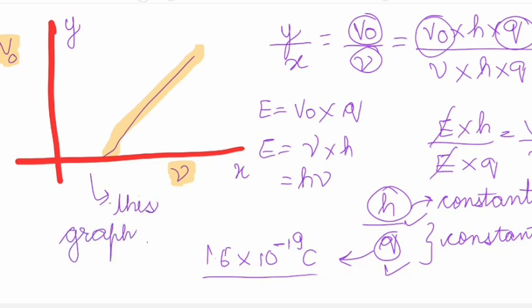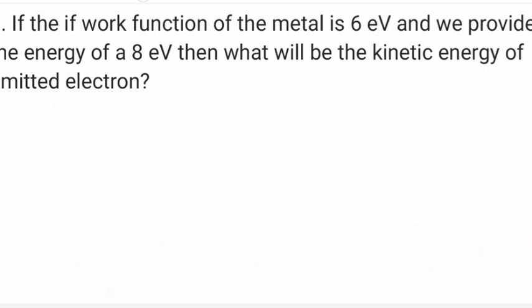This graph is constant because we found out that both the numerator and the denominator are constants. So when we talk about this slope, we find that this slope is constant for various other metals also. Now let's see the question.